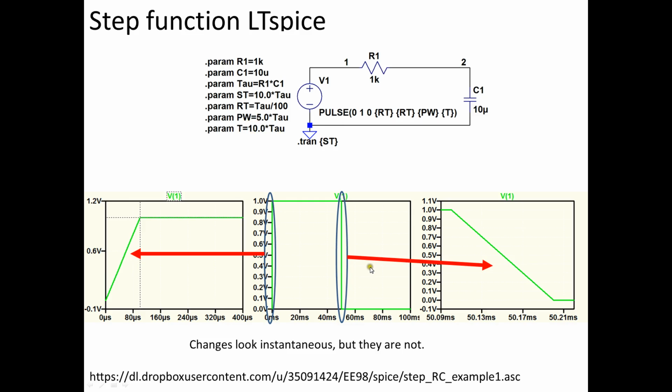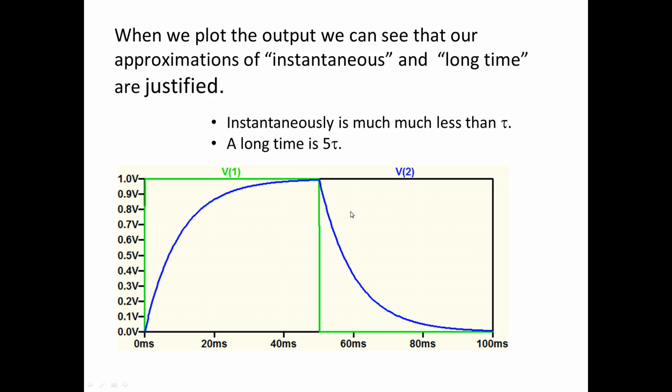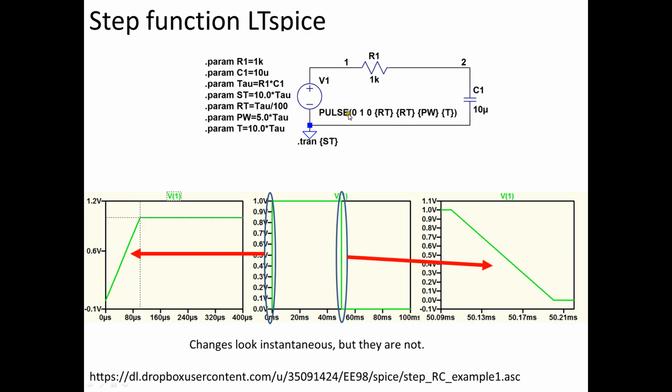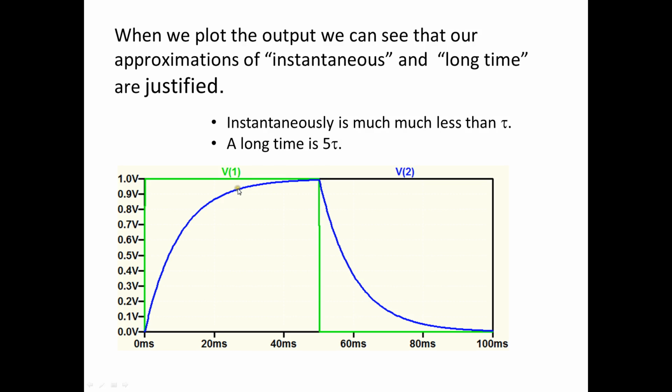So this was the simulation from the previous page, and if I zoom in, you can see that there is a slope that is less than infinite. And it looks instantaneous, but it's not. But it's good enough. So when I plot the output of this circuit, V2, you can see that this was a good approximation of the rise time being 100 times less than tau, the pulse width being 5 tau, that the circuit most certainly gets almost up to where it needs to go, and it almost falls down completely back to 0 for another 5 tau.